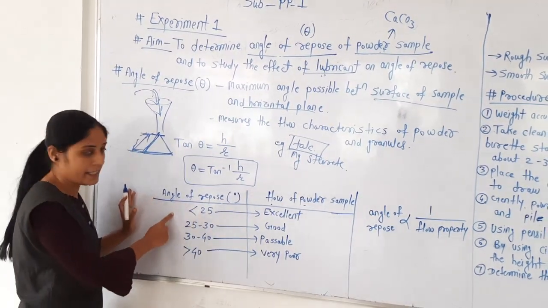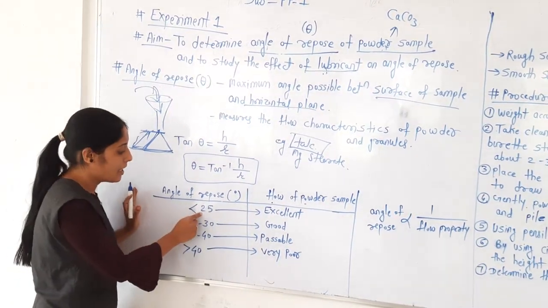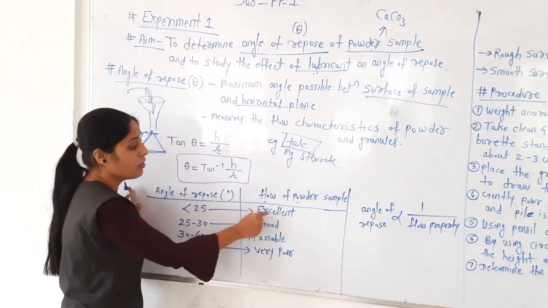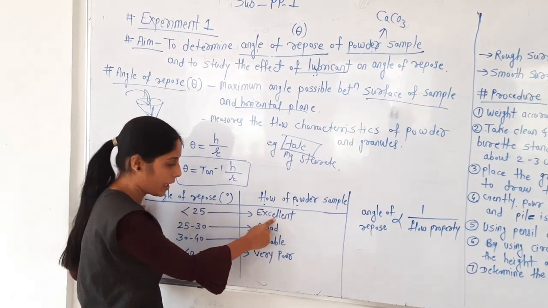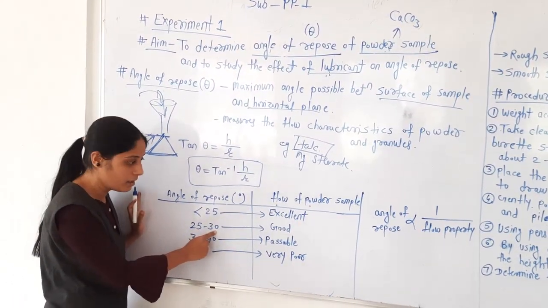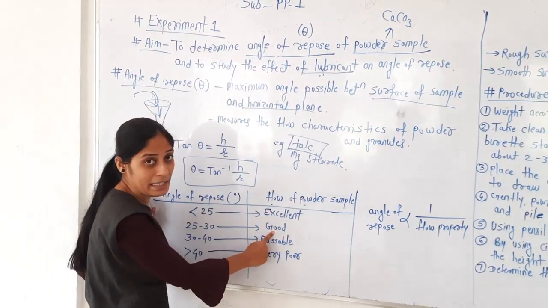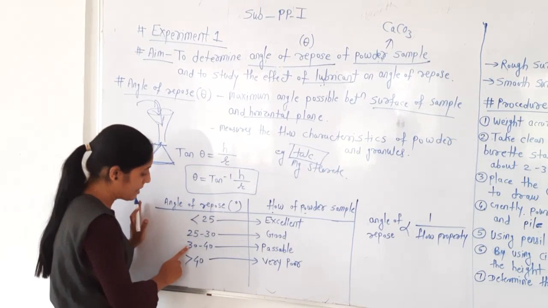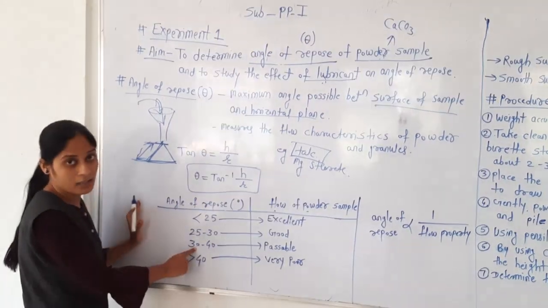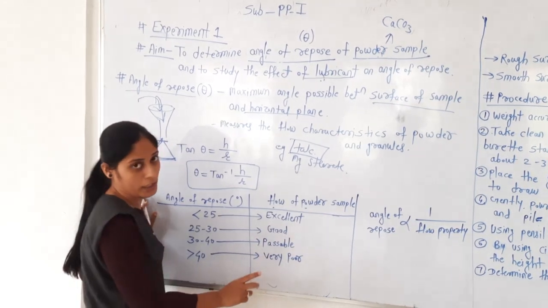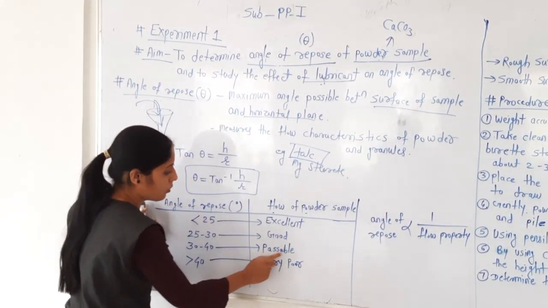See here, the criteria. In this criteria, an angle of repose of less than 25 means it is an excellent flowable powder sample. But when the angle of repose value is in the range of 25 to 30, the flow property of the powder sample is good. When the angle of repose value increases to the range of 30 to 40, then it is passable. It means it is okay only. It is not good, it is only okay.